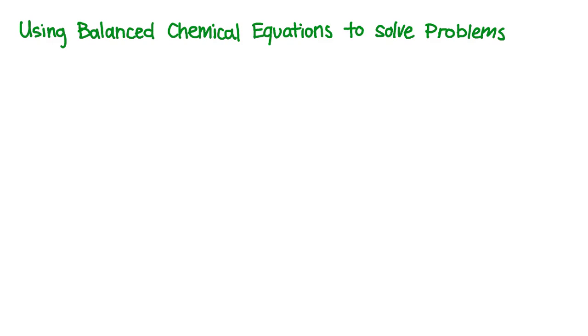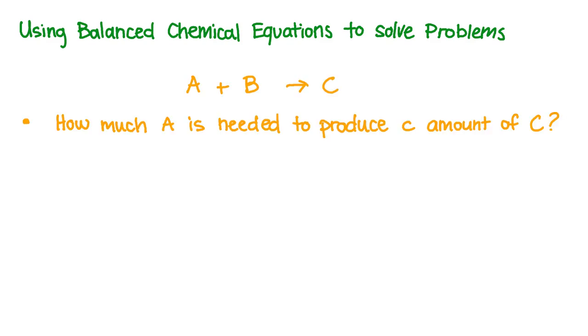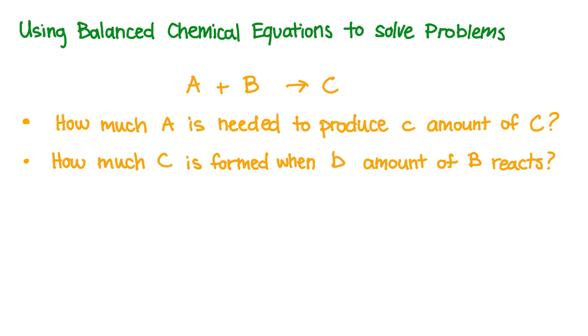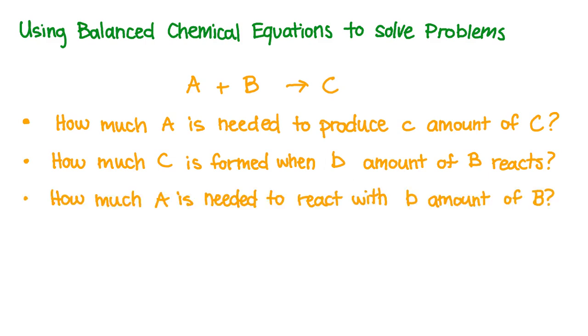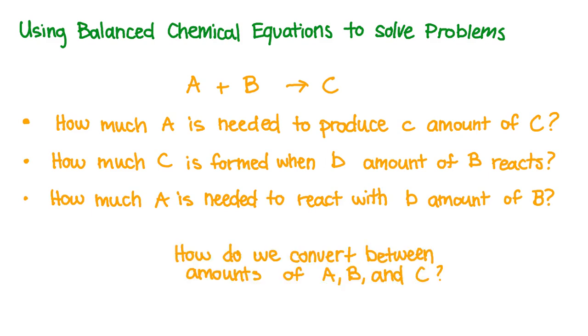So now that we've reviewed balanced chemical equations, how can we use them to solve problems? Oftentimes in chemistry, we want to know how much of a reactant we'll need to produce a certain amount of our products. Or we'll want to know how much of our product will be formed given the amount of reactants that we start off with. Or we'll want to know how much of a reactant we'll need given how much of a different reactant we're using. In other words, we need to know how to convert between amounts of chemical substances that are participating in the same chemical reaction.